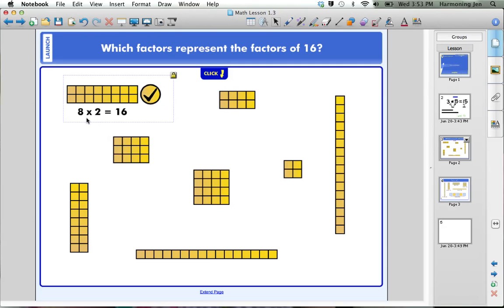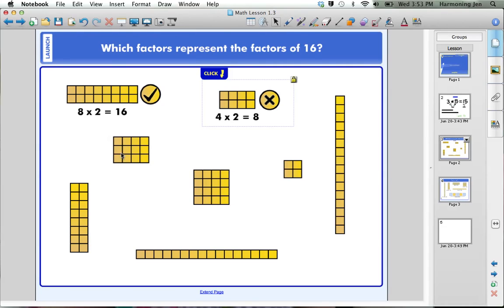Now, I would have preferred it if they had 2 times 8, because we learned that it should be the number of rows times the number of columns. How about this array right here? 2 rows of 4, 2 by 4 array. Does that represent the factors of 16? No, it does not. That equals 8.